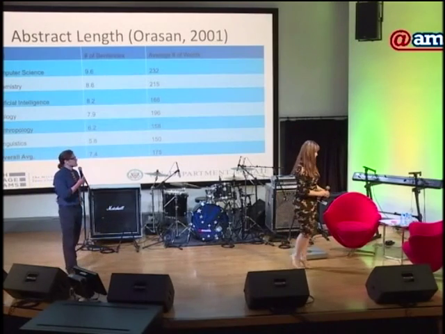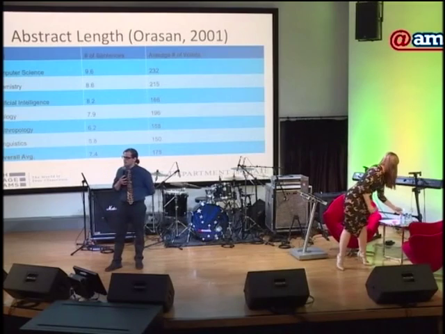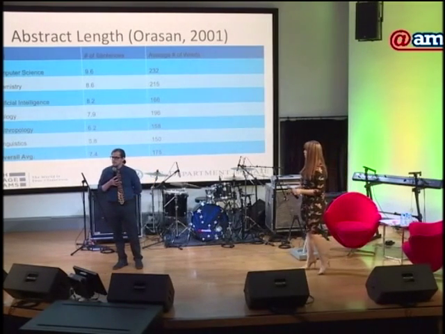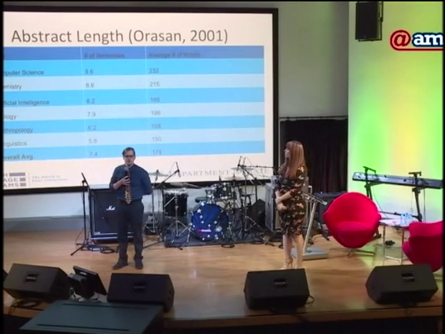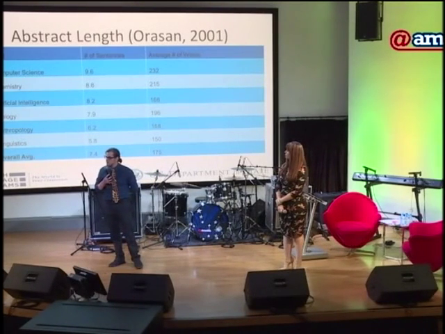Here is a little bit of research from Orasan in 2011, who compiled an analysis of the different types of fields and how long an abstract was for those fields. On average, an abstract had about 7.4 sentences, so 7 or 8 sentences on average. But each field may have different requirements.